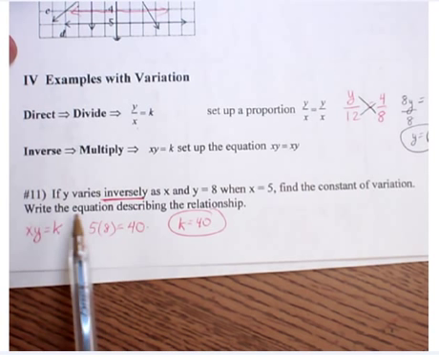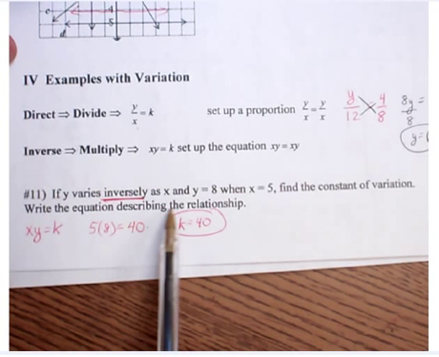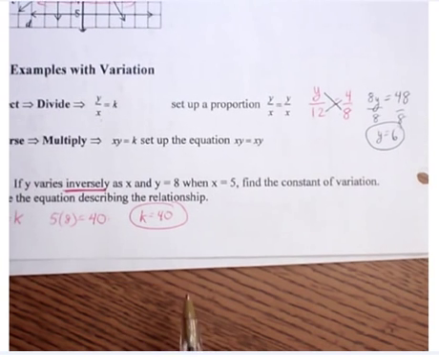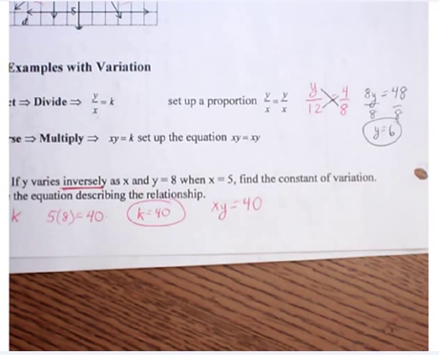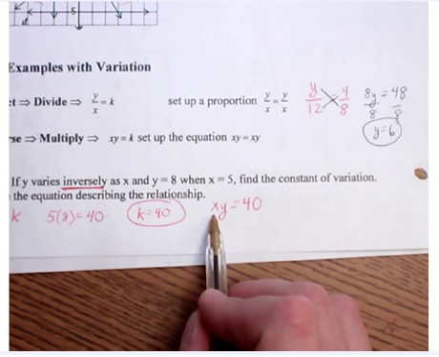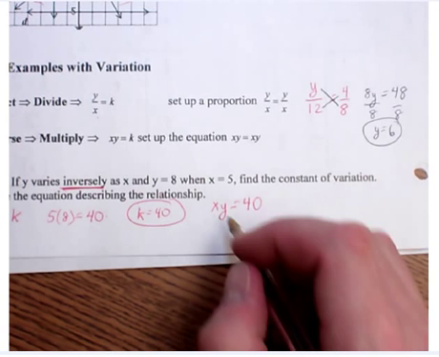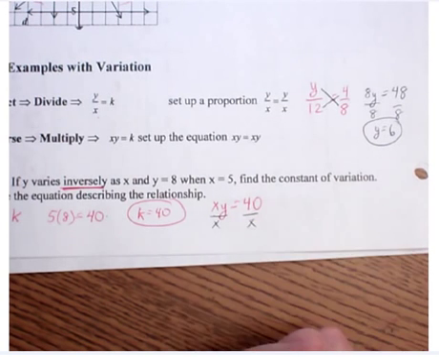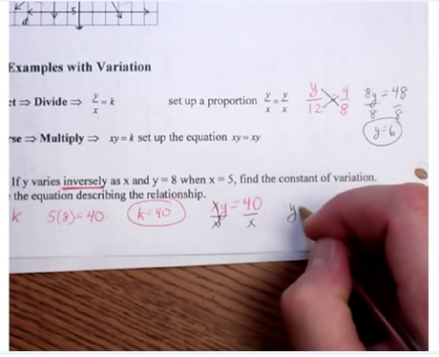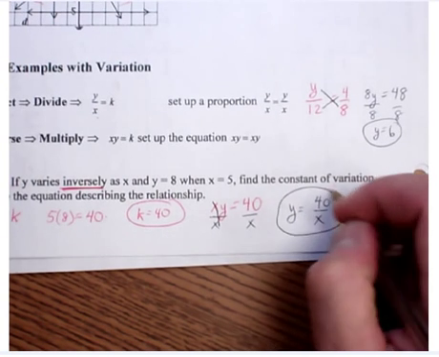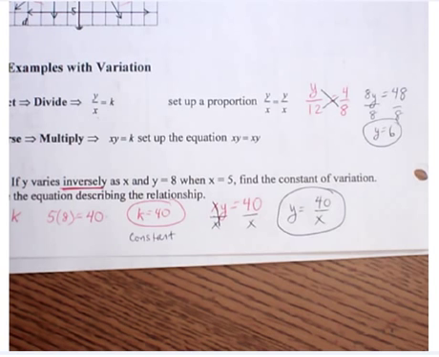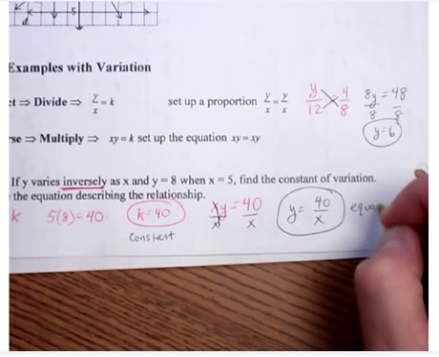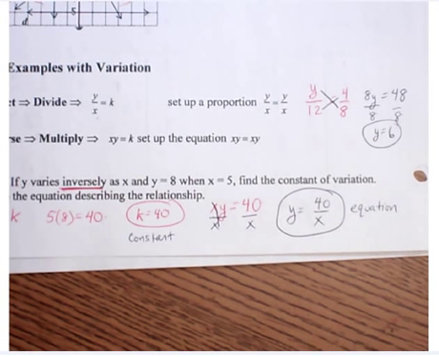Now the second part of the question, it says write the equation describing the relationship. Well, for the equation, it's x times y equals the constant. X times y equals k. Now let's do one more thing. Let's solve it for y. Let's move the x. How do you move the x? That's x times y, so we're going to divide by x. And what we get is y equals 40 divided by x. That's the equation. So this is the constant. 40 is the constant of variation. Y equals 40 divided by x is the equation. That's how you answer that.